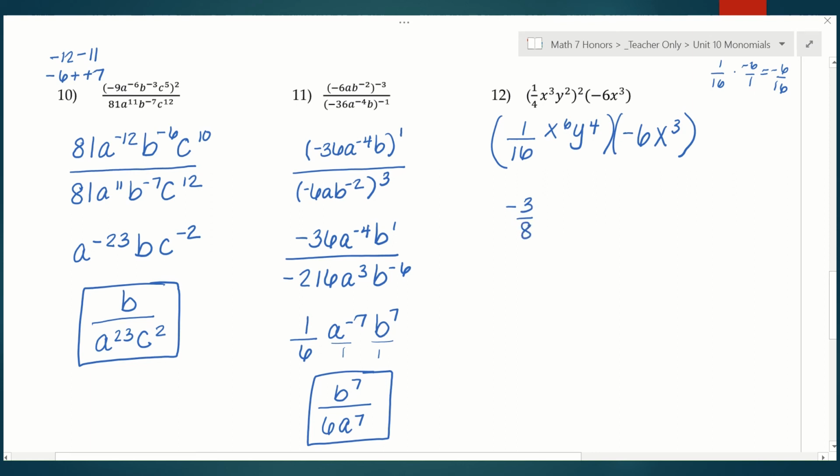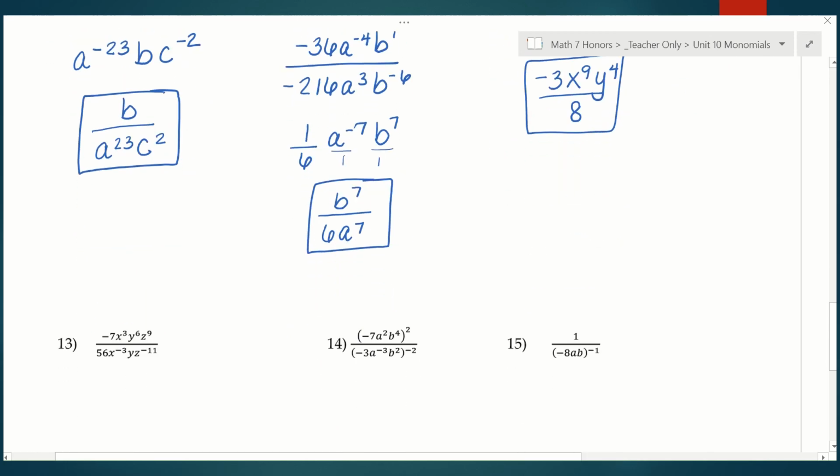Okay, and then I'm multiplying, so this is going to give me x to the 9th and y to the 4th. Now you could leave your answer like that, but I do want you to know that that x to the 9th and y to the 4th does belong with the numerator if you were to choose. So you can either leave it off to the side, or you can put it very clearly with the negative 3 in the numerator. Either one is good. All right, guys, 3 more.